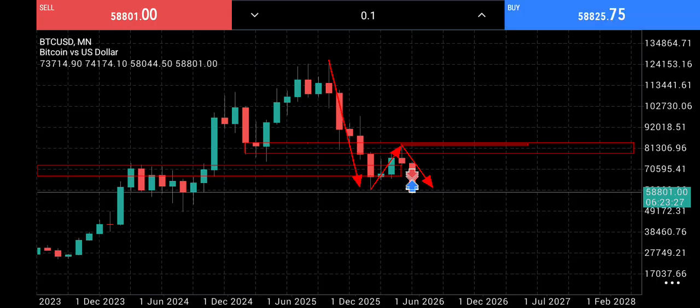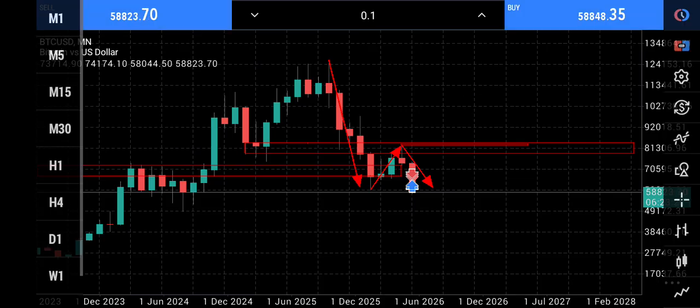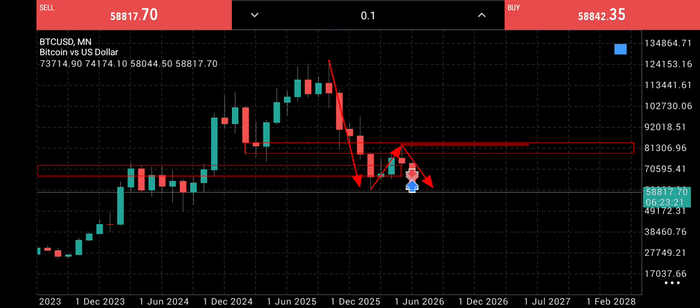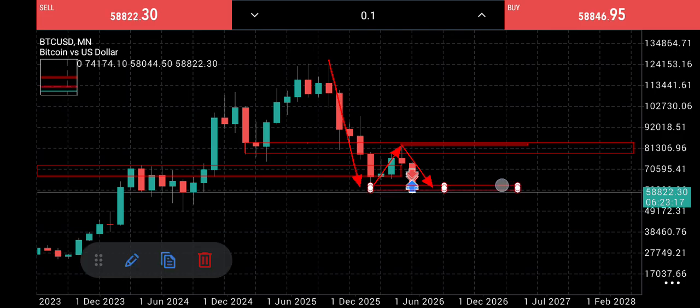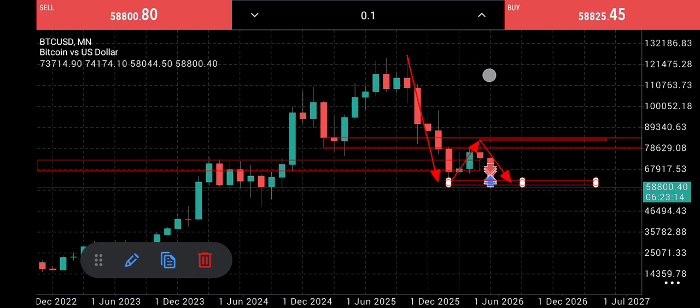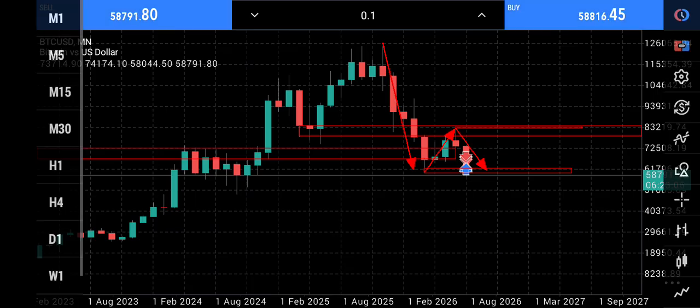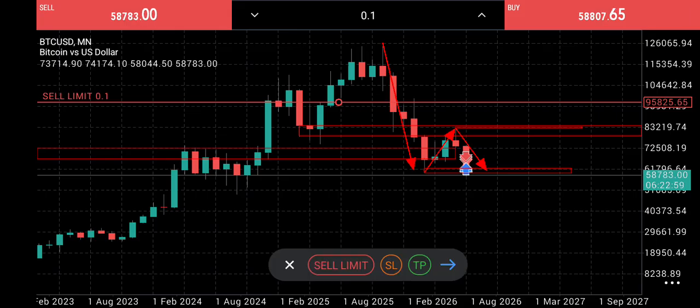So my target price could be down at this area, which could be my support area, right? If that was my support area, then I could have gone to my orders list and tapped this. This is now my sell limit.